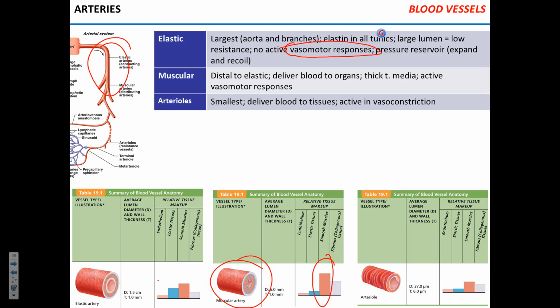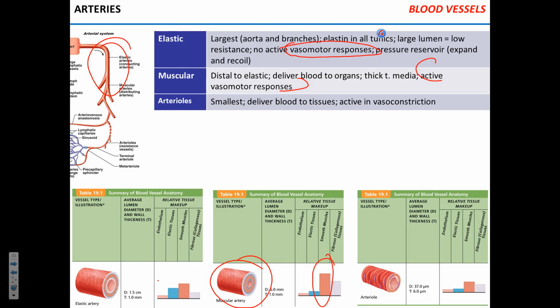So they do constrict and they do dilate, active vasomotor responses. These will deliver blood to the organs. Okay, they're smaller. They may actually deliver blood to a specific tissue, part of the organ. Okay, so they regulate the blood flow. Does it make sense?